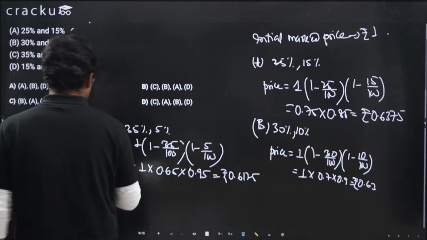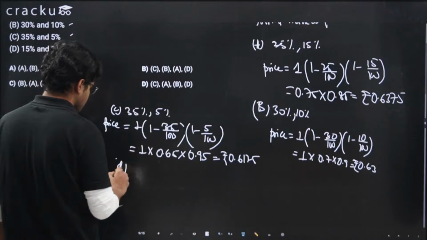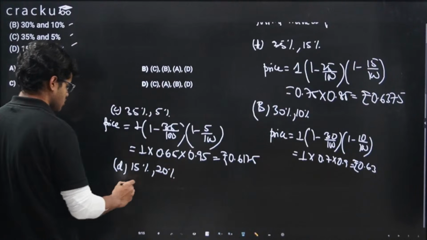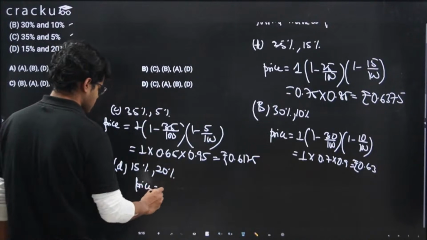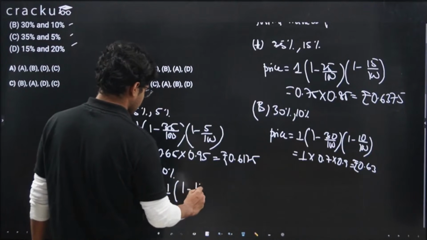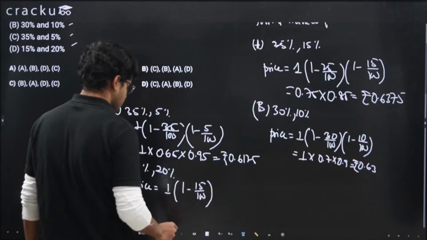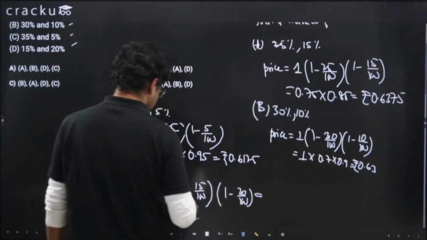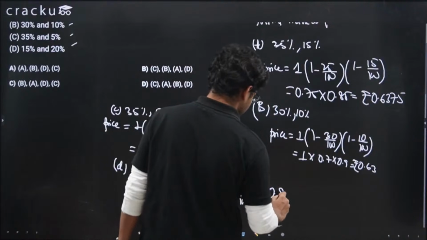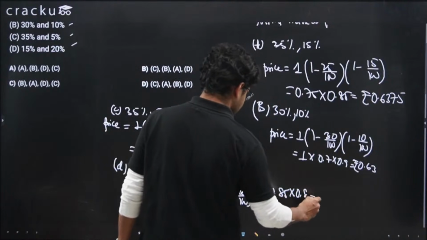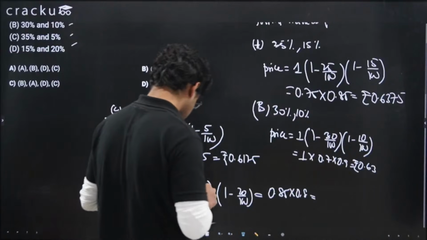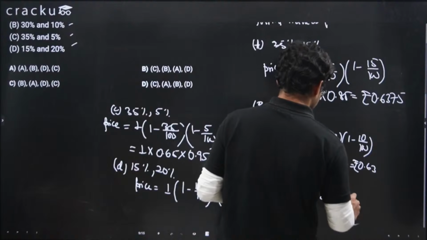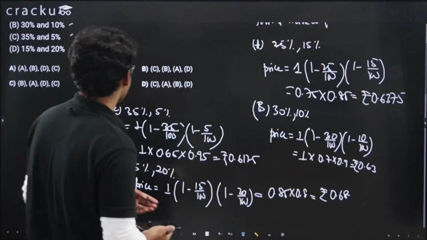And lastly, we are having D, 15 percentage and 20 percentage. So the price is 1 into (1 minus 15 by 100) into (1 minus 20 by 100). So it is 0.85 into 0.8, which is rupees 0.68.